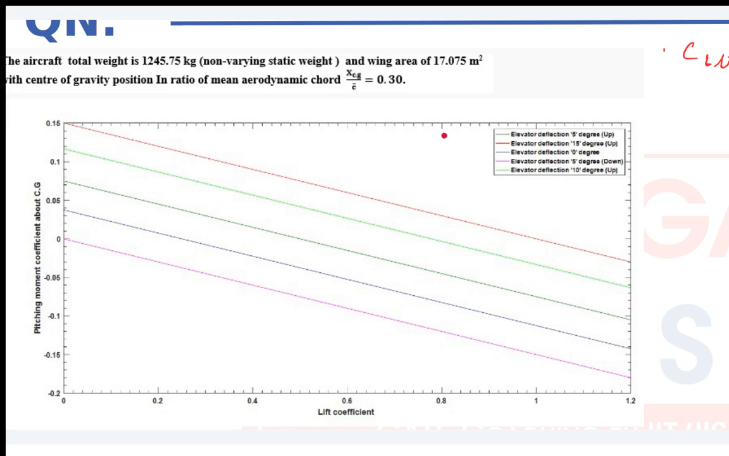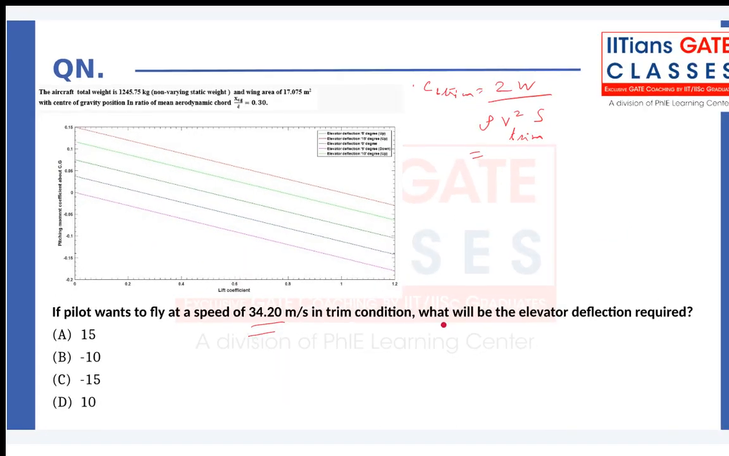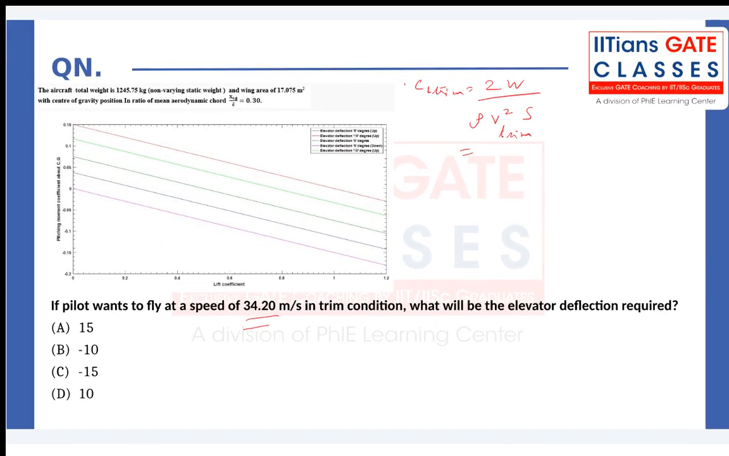Okay, so there are two ways to do this. One is, now that you have CL trim, could you find CL trim? The CL trim I'm getting as 0.999. Yeah. Okay. So one way is to write down the equation of any 2 points, find out CM naught, and see which graph corresponds to that CM naught.